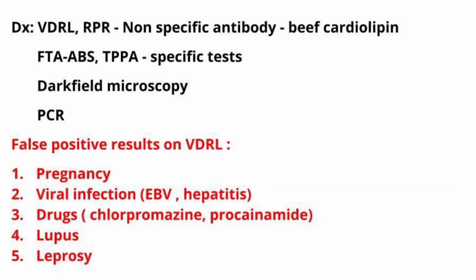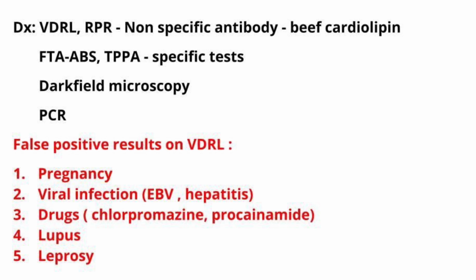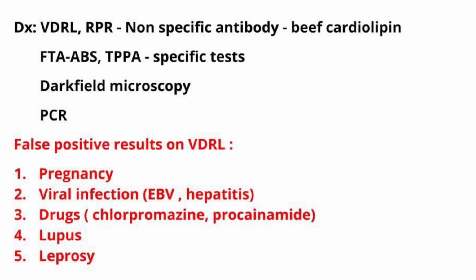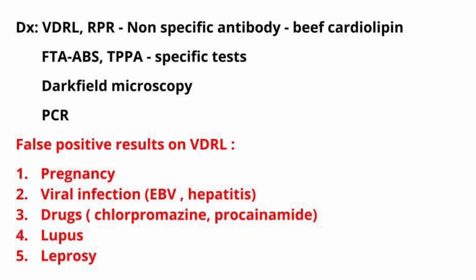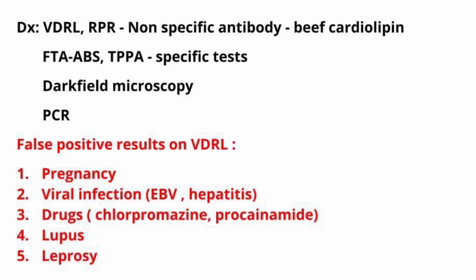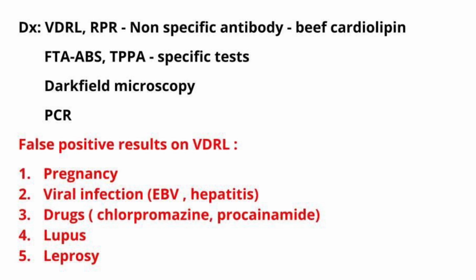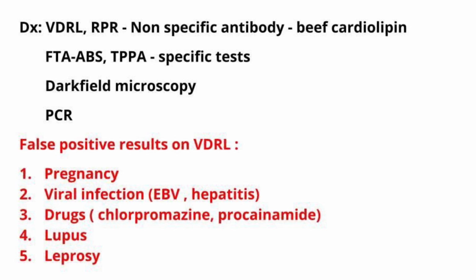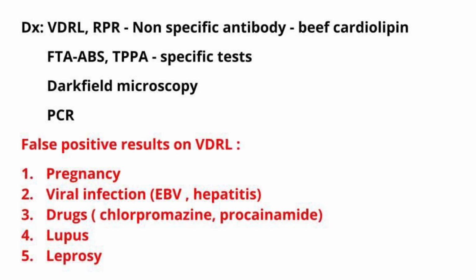The diagnosis of syphilis is based on two types of tests: specific tests and non-specific antibody tests. VDRL and RPR come under non-specific tests, whereas FTA-ABS and TPPA come under specific tests. In the non-specific antibody tests, we use beef cardiolipin. It can also be detected by using dark field microscopy and PCR.